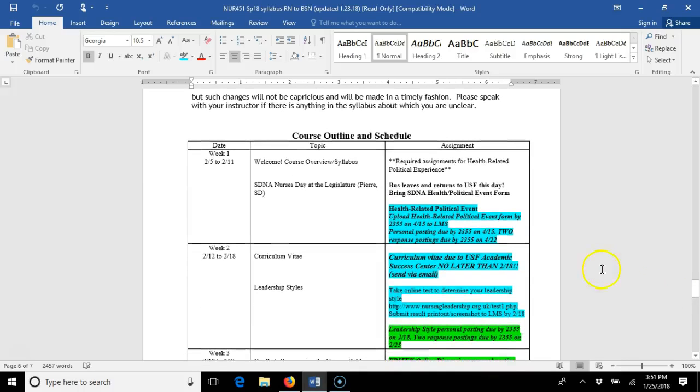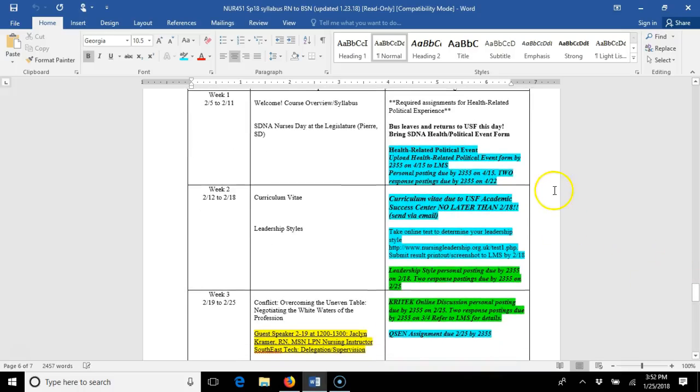So course outline and schedule. So on the left-hand side, you're going to have your dates, and the date ranges from when this week is, our major topics, and then any assignments that are required of you on this side. You are going to see that there is an SDNA Nurses Day at the Legislature. You are more than welcome to attend.